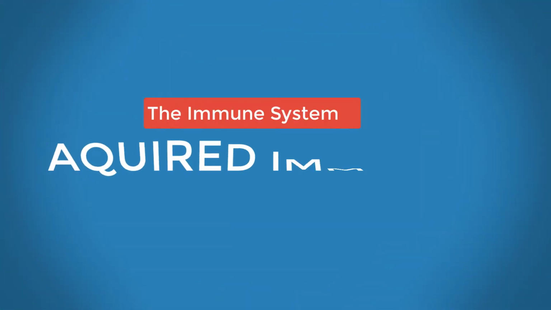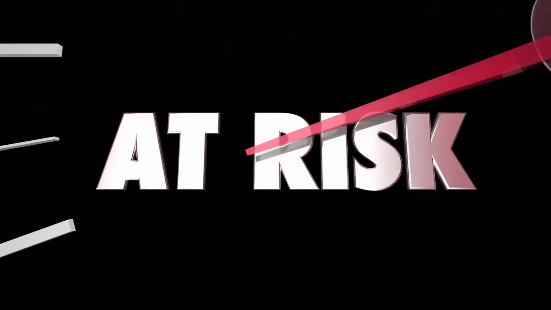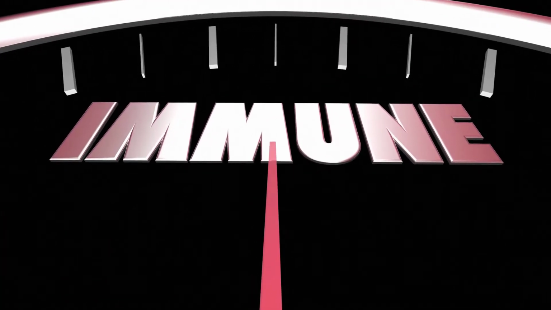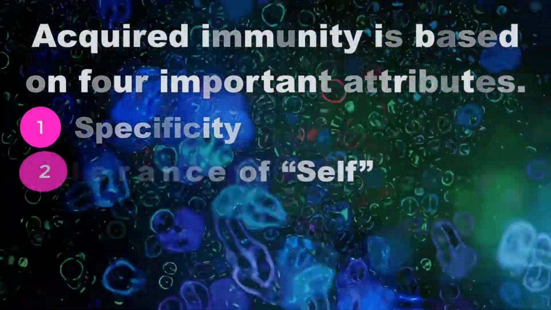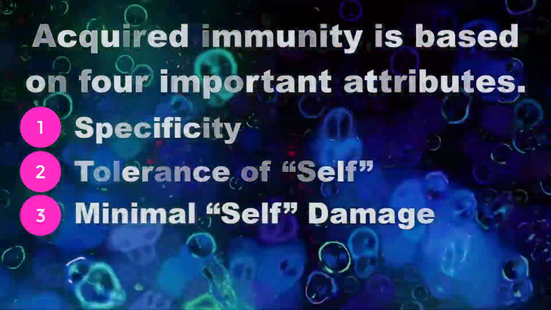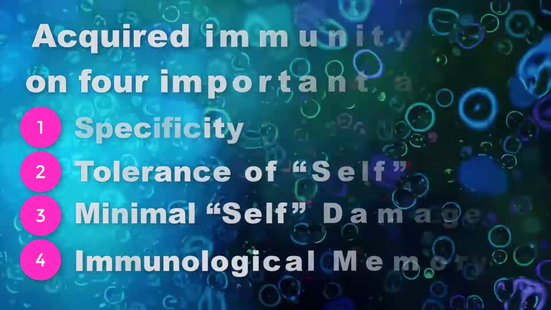Resistance and the immune system. Acquired immunity. Acquired immunity defends against a tremendous variety of potential pathogens. This defense is based on 4 important attributes. Number 1, specificity. Number 2, tolerance of self. Number 3, minimal self-damage. And number 4, immunological memory.